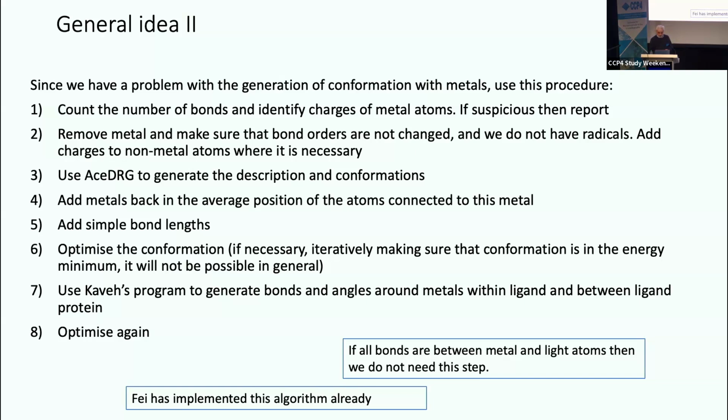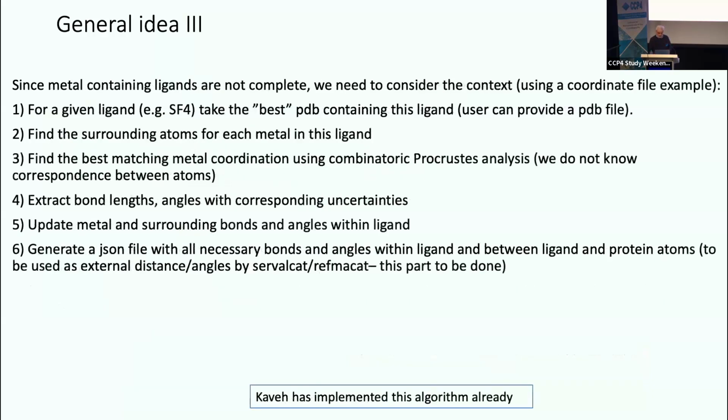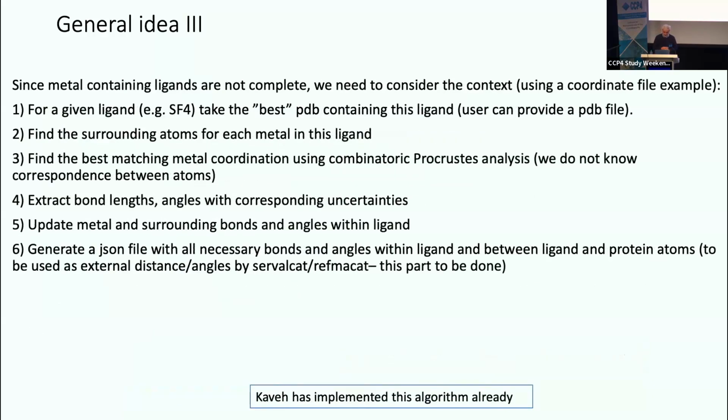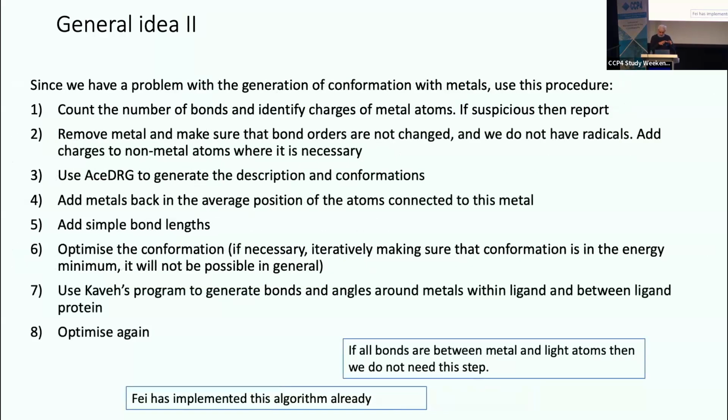It is available from GitHub. If metals are not within ligands and they are single metals, then this approach will also work for this one. That is the next one, yes. So the second idea is to remove the metal, generate the ligand, and bring back the metal.